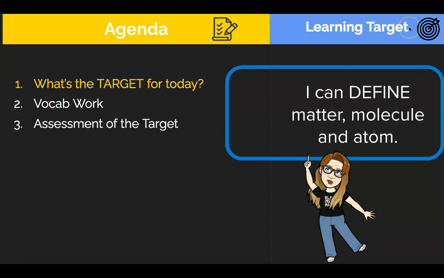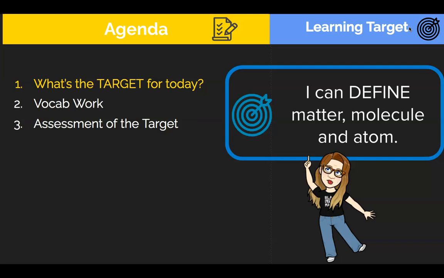So today our agenda is we are going to talk about what learning targets are, what our target for today is. Then you're going to have a pre-assessment to do. Then I'm going to ask you to do some vocab work. And then you're going to assess yourself on where you are on our learning target.